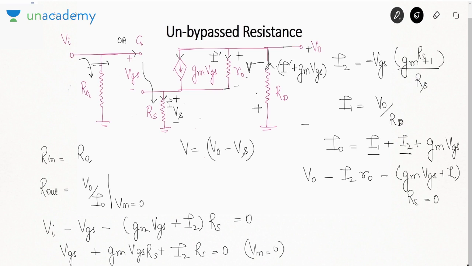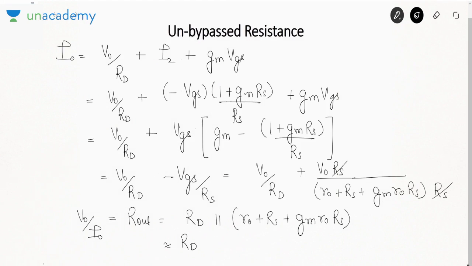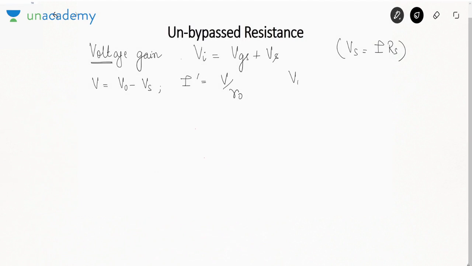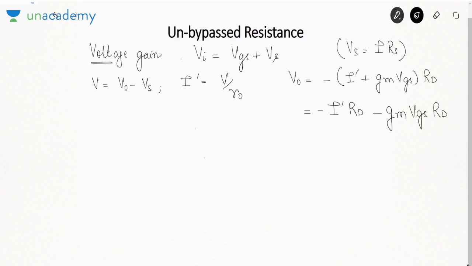Now you can directly write V0. So what you will write? V0 is minus (I dash plus gm VGS) RD. So minus I dash RD minus gm VGS RD. Now these are the equations that I have to simplify to find V0 by Vi. So first thing that I want to do here is, I want to eliminate this I dash.